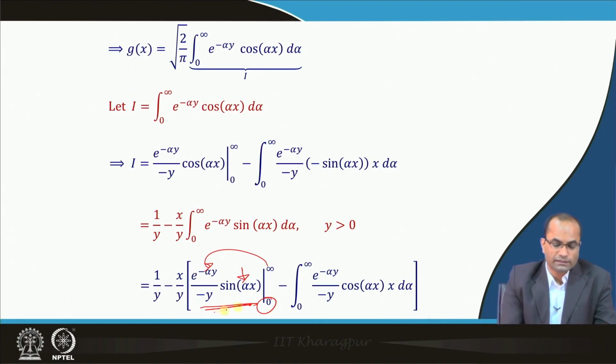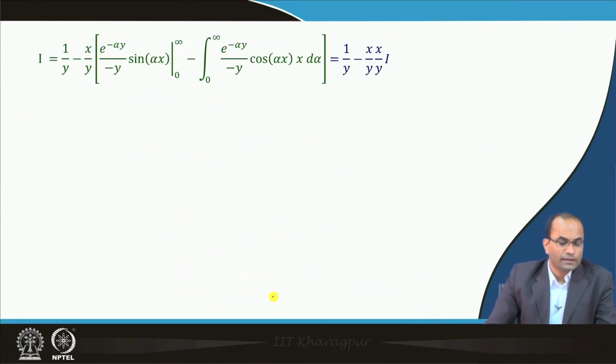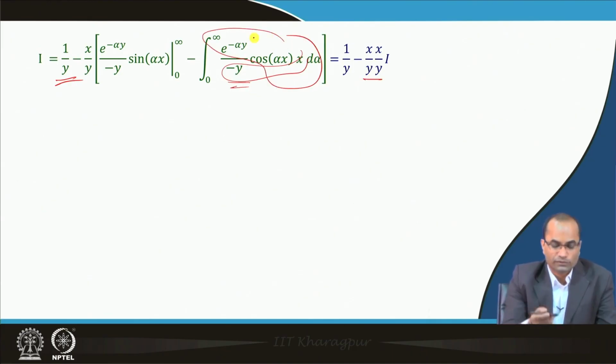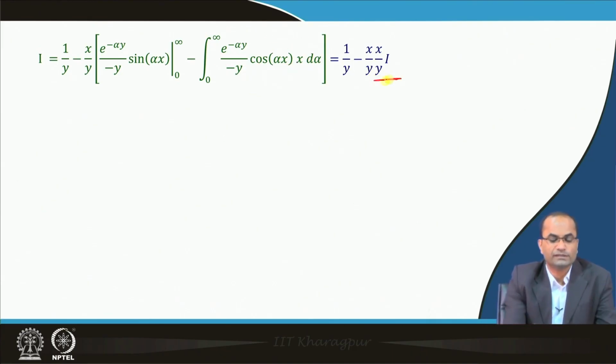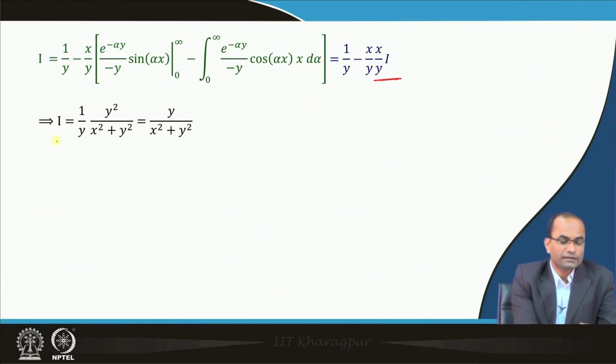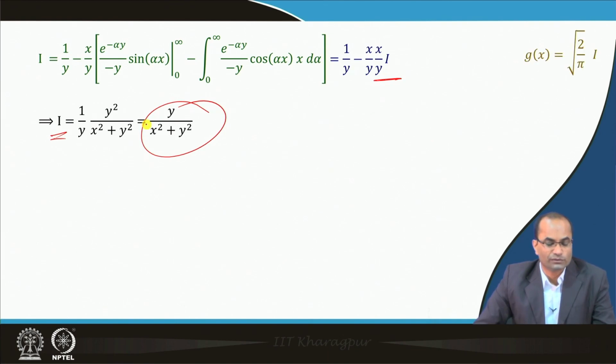So, in either case this term will go out, and then we have 1 over y there, and from here we have x over y, and then again this x over y will come, and then we get back to the integral which we have started, that means I there. So, now we can compute this I, it is y over x square plus y square. So, the g x was square root 2 over pi, and with this I.